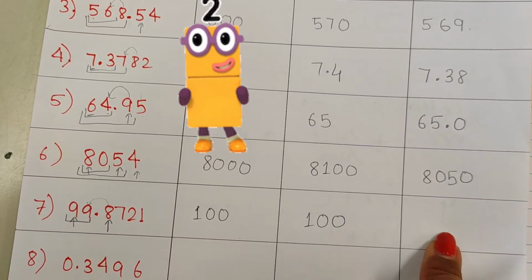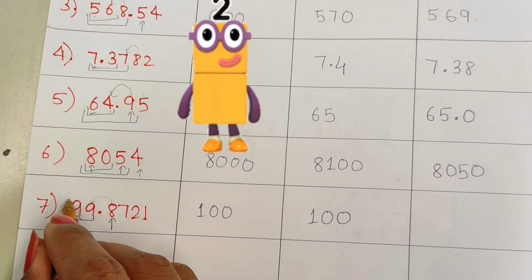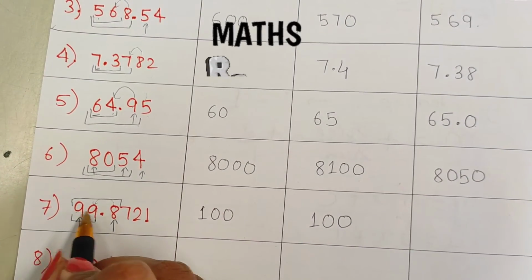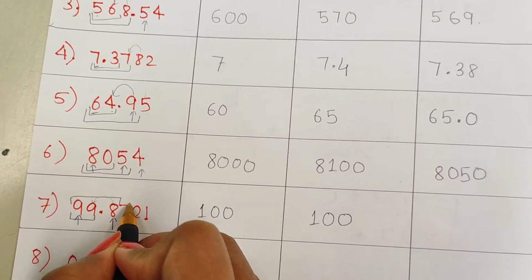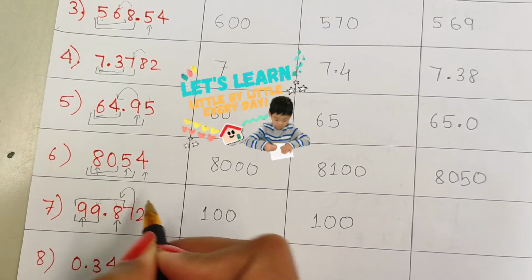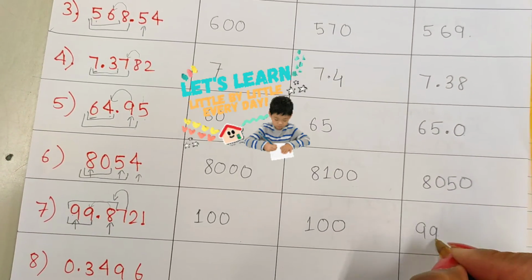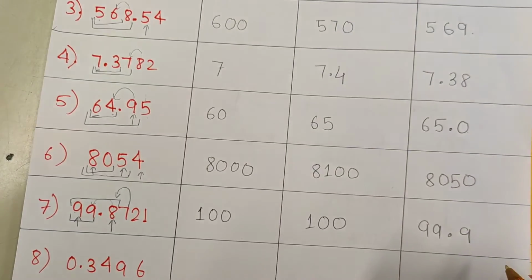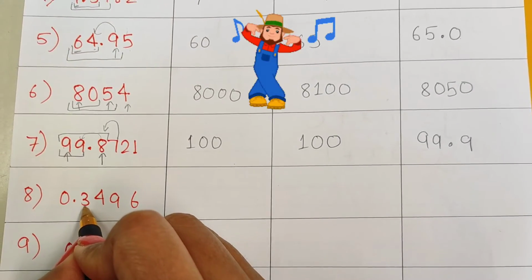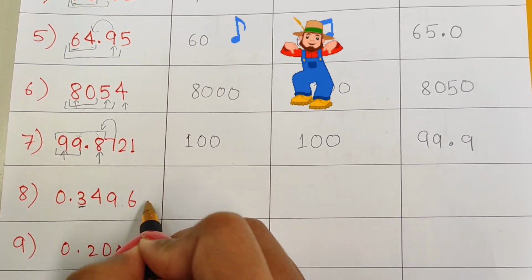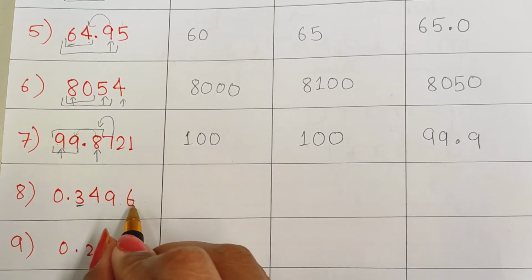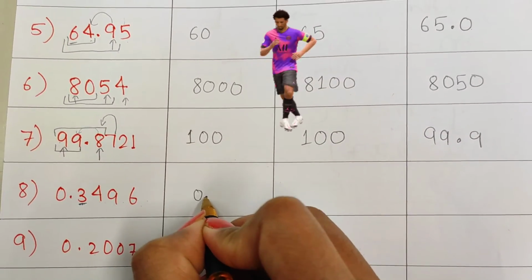And now let's try for three significant figures. These are my three significant figures. Now look at this. This is more than 5, so round this up. So that becomes 99.9. Next, round to one significant figure. So this is my first significant figure. The rest of them, I don't need to write 0 for them. You just need to write 0.3.